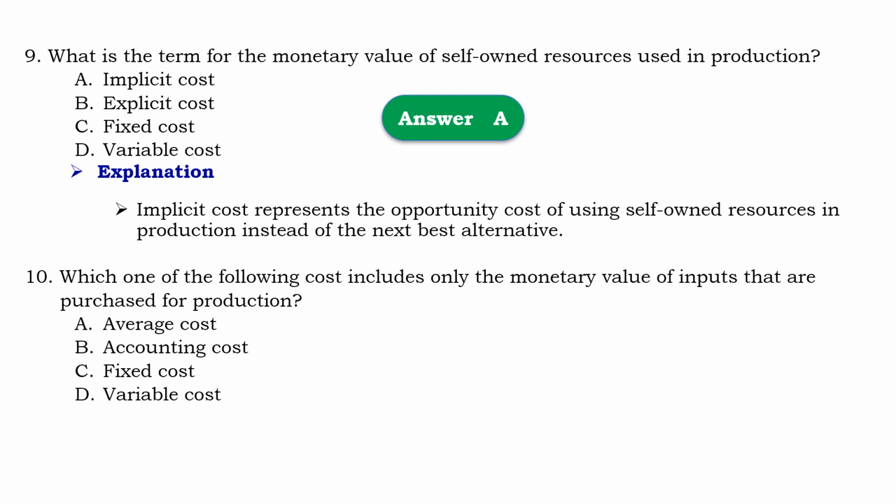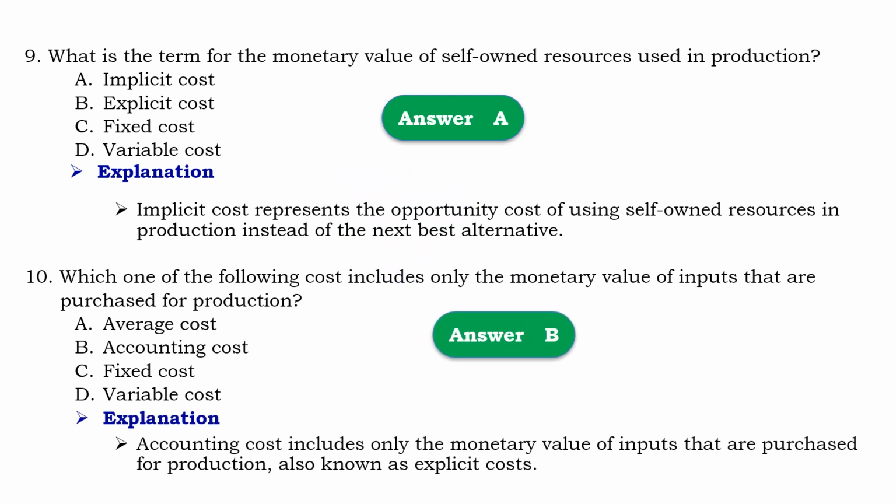Question number 10. Which of the following costs includes only the monetary value of inputs that are purchased for production? So that should be B, accounting cost. Means that accounting cost includes only the monetary value of inputs that are purchased for production, also known as explicit cost.